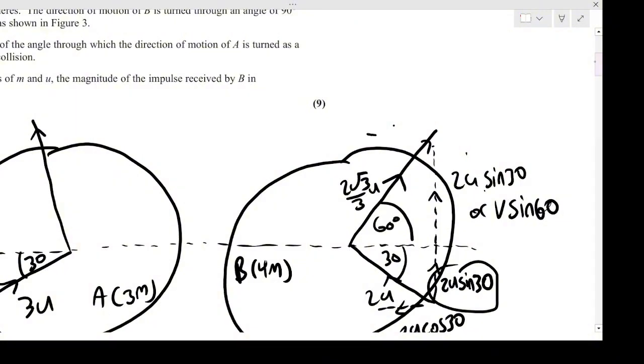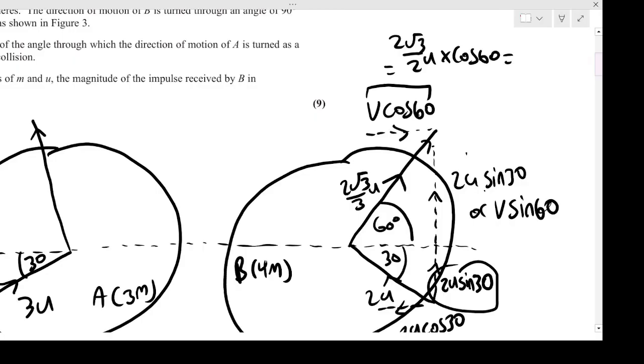And so that also means the parallel component here would be v cos 60. But of course, we know what v is. It's 2 root 3 over 3 u, lots of cos 60. If we work that out, that simplifies to root 3 over 3 u.